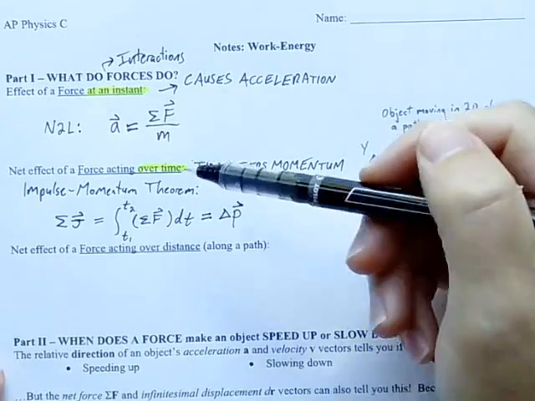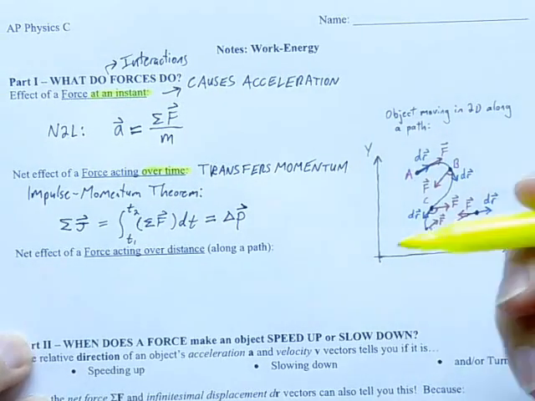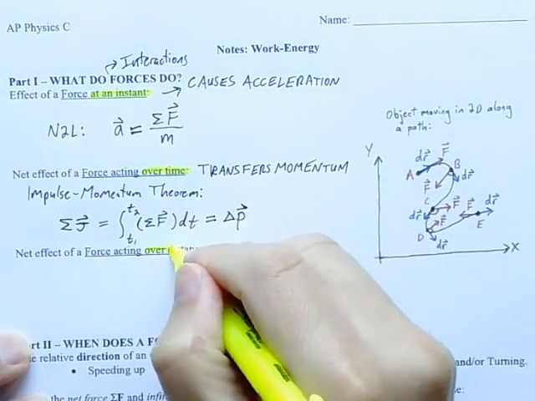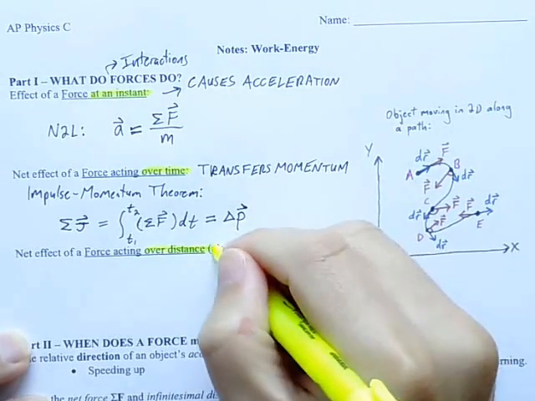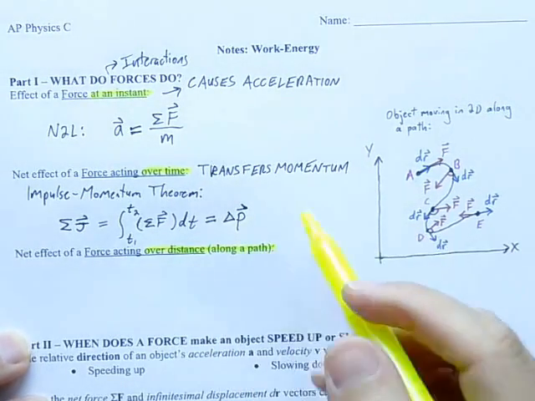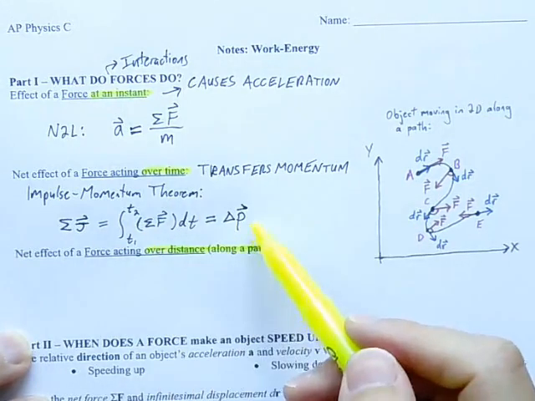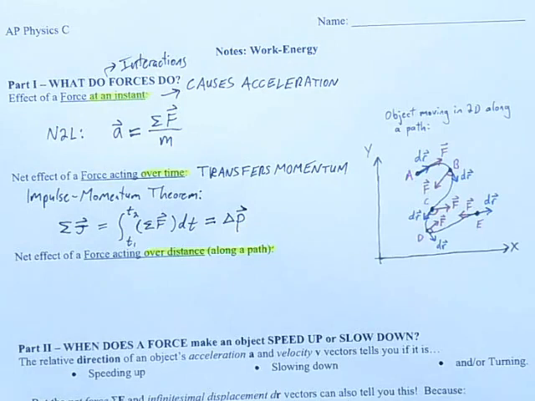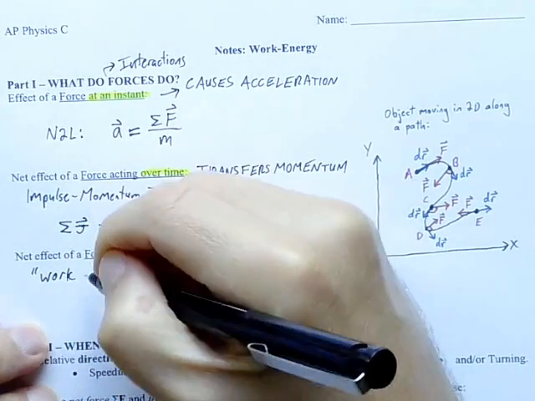So force acting over time transfers momentum, and our major interest at this point is to look at the effect of a force acting over distance, the cumulative effect of a force acting over distance on an object as it moves along a path, as opposed to the effect over time. So the accumulation of a force over time results in a momentum transfer. Now we're going to look at the cumulative effect of a force acting over a distance, pushing on an object that's moving along a path. And we're ready to define the work done by a force.